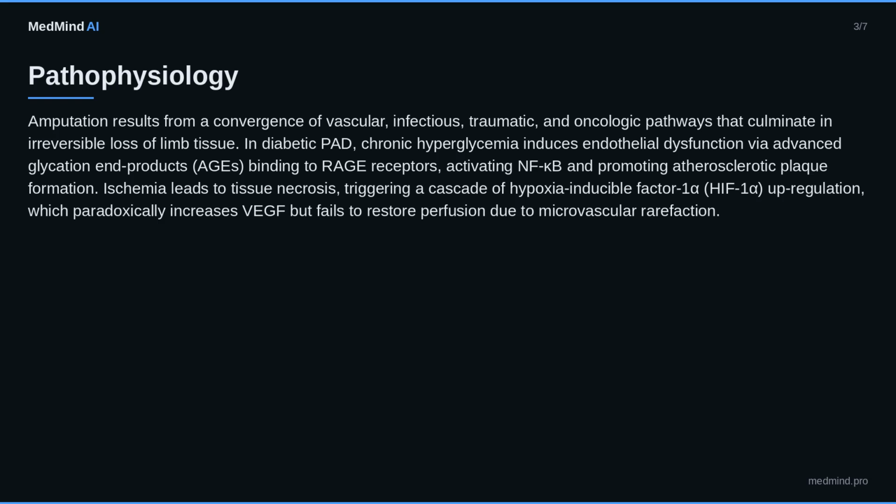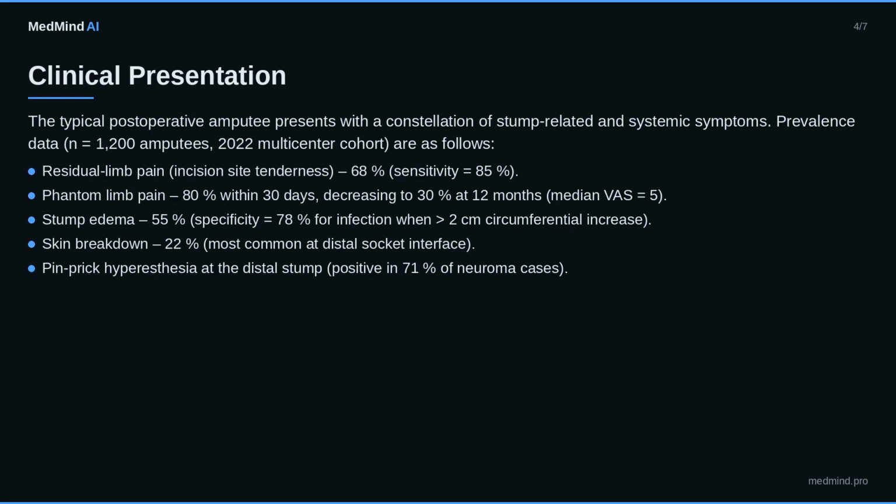Traumatic amputations generate a high-energy disruption of bone, muscle, and peripheral nerves. Immediate release of intracellular calcium and activation of calpains cause proteolysis, while the inflammatory milieu, IL-1 beta, TNF-alpha, drives fibroblast proliferation and scar formation. Clinical presentation. The typical postoperative amputee presents with a constellation of stump-related and systemic symptoms.